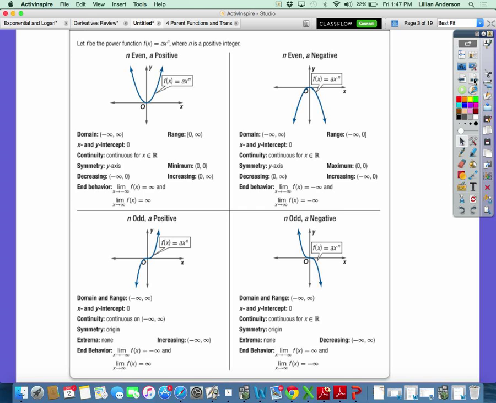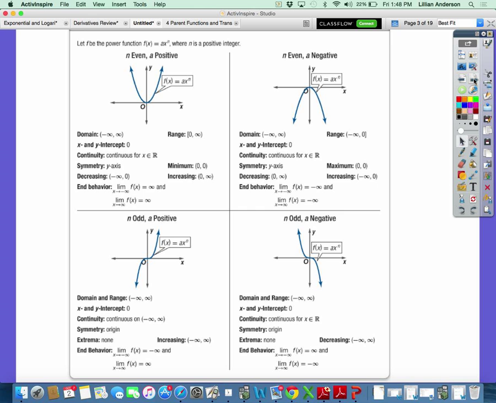Okay? The range of your most basic ones is 0 to infinity. Alright? And 0 is included, okay? Because usually that's where the vertex of some kind lies. Alright? You have x and y intercepts at (0, 0). It is continuous along the entire interval from negative infinity to positive infinity. They have y-axis symmetry. They either have a max or a min depending on if a is positive or negative, just like with quadratics, right?